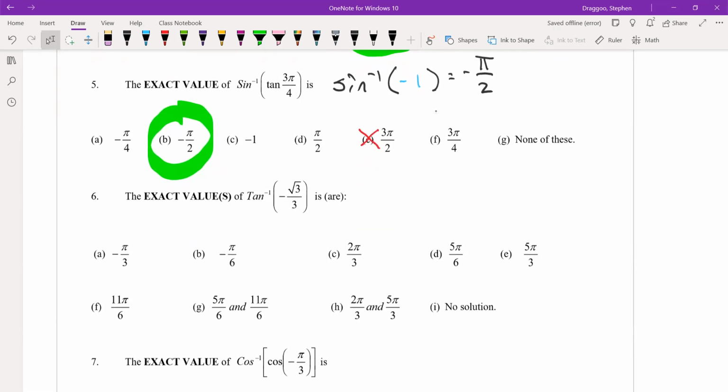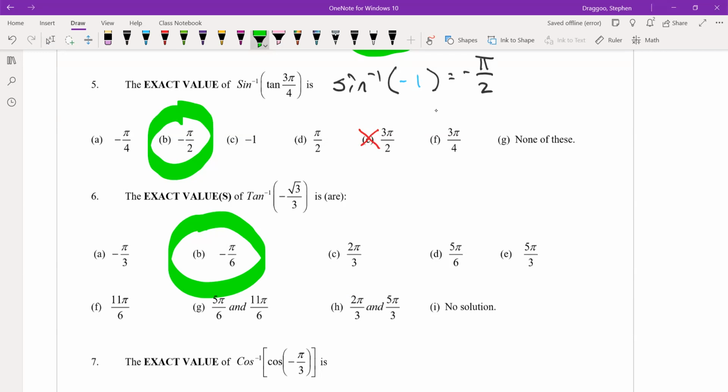All right, let's take this on to question 6. The exact value or values of the tangent inverse of negative root 3 over 3 is... It's just negative pi over 6. This one's got a little bit of a trick to it. Or it's somewhat of a trick question. It's trying to imply that there's more than one answer.